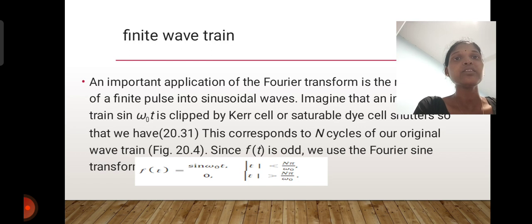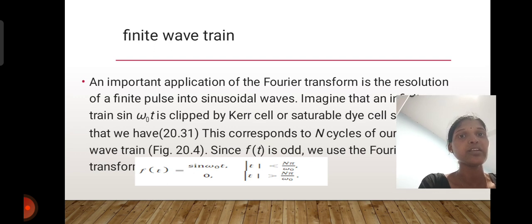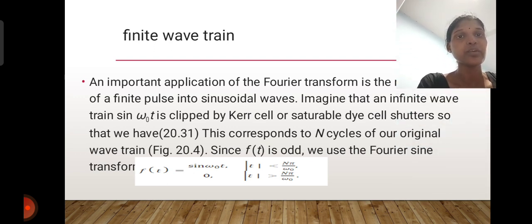Next, we are studying the infinite wave train. An important application of the Fourier transformation is the infinite, pure sinusoidal wave. Imagine that an infinite wave train, sine w0 t, is clipped so that we have a finite duration, corresponding to n cycles of our original wave train.